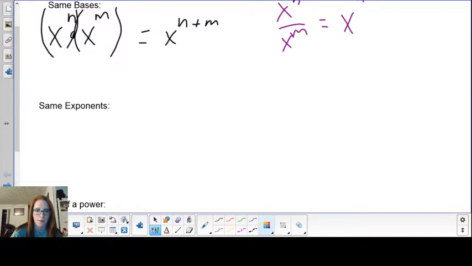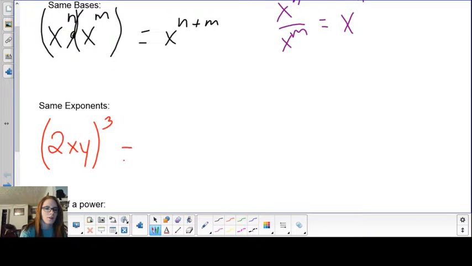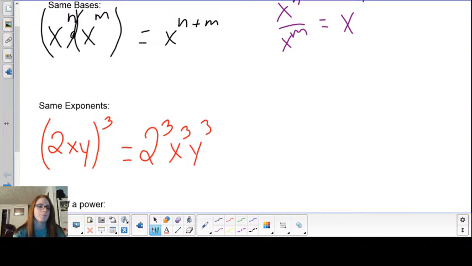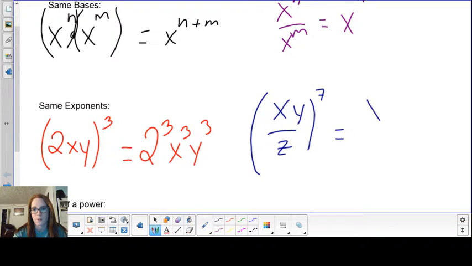Next thing is same exponents. So that's when you have several things, say like 2xy to the third. Everything gets that exponent. So we distribute. The same thing is true when we have a fraction. So that's x to the 7th, y to the 7th, over z to the 7th.